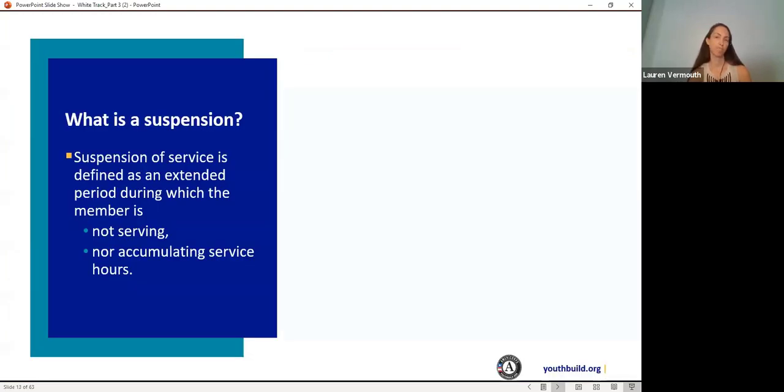So what is a suspension? It is a period of time where a member is not serving or accumulating hours, but we think that they're going to be able to come back and do that again. If someone's not serving and accumulating hours, but we don't have a reasonable expectation of their return, then we would go ahead and exit them. But a suspension is essentially a pause.